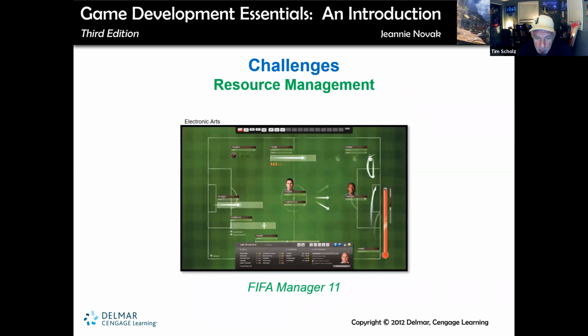Some of the games have challenges like resource management, where your entire gameplay is about managing the resources you have. The example it gives is FIFA Football Manager. In FIFA Football Manager, you're not necessarily playing the soccer games, but you are managing the team and making decisions about how the players within the game are going to play. You choose what players you have, what strategy you're going to use, and then ultimately the game simulates based off your decisions and your management of the resources.